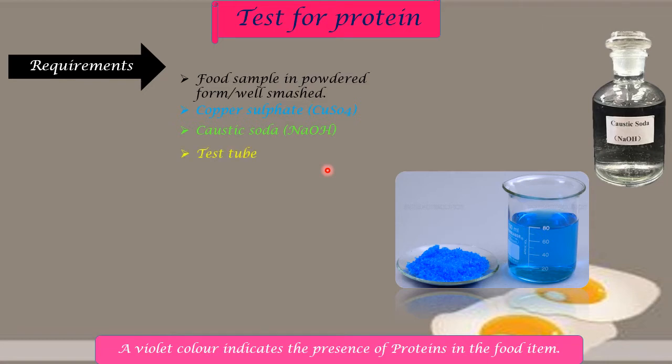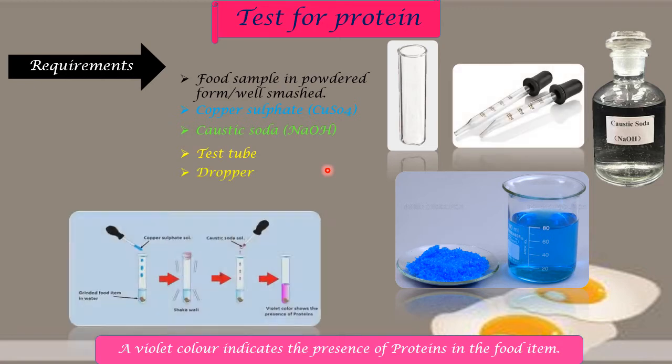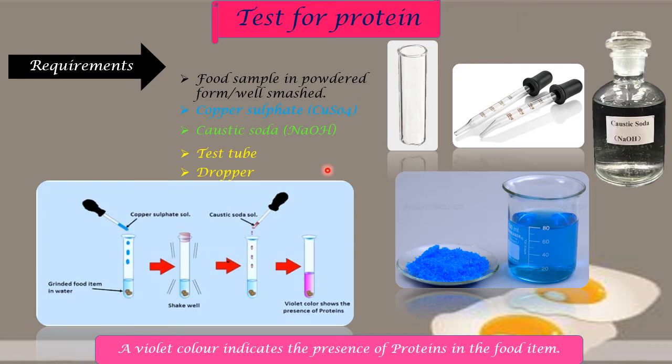Next, the test tube. We have already seen what the test tube is like. And a dropper, in order to take the liquid and drop it in. Now let us discuss what has to be done for this protein test. You will have to take the sample food item. It should be either well smashed or in a powdered form. Take it in a test tube.